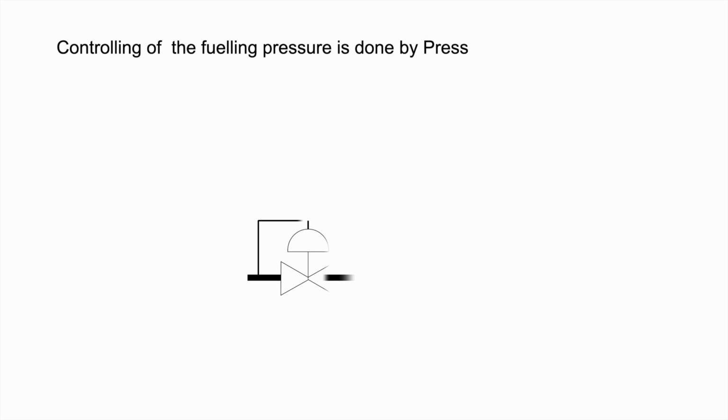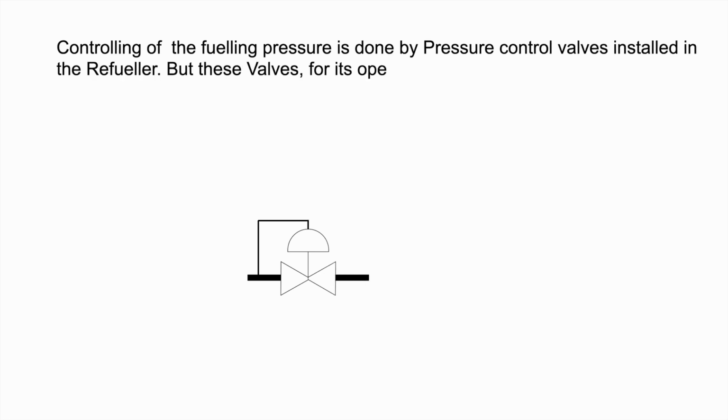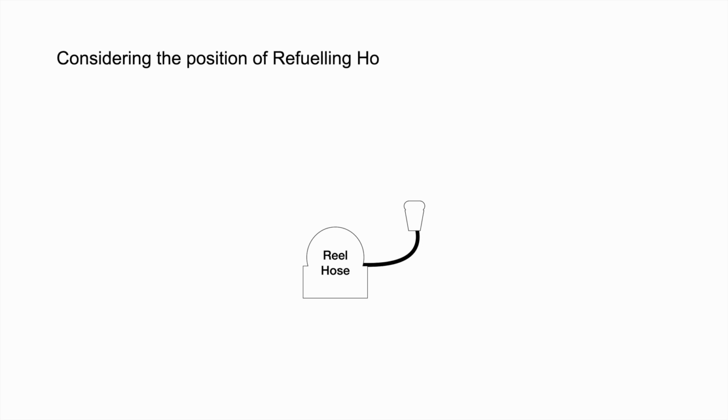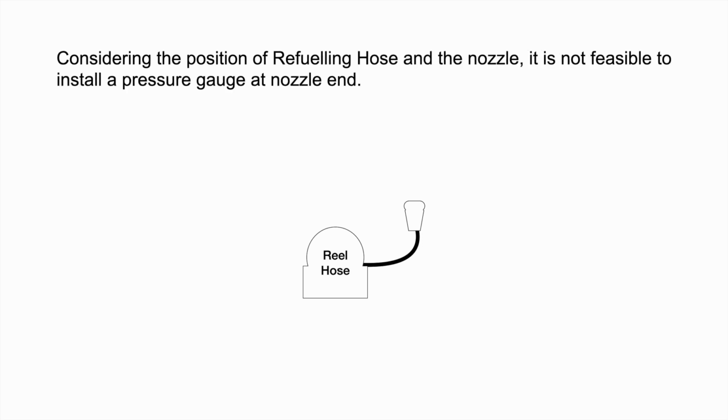Controlling of the fueling pressure is done by pressure control valves installed in the refueler, but these valves for their operation need to monitor the nozzle pressure. But considering the structure and position of the refueling hose and the nozzle, it is not feasible to install a pressure gauge at the nozzle end.